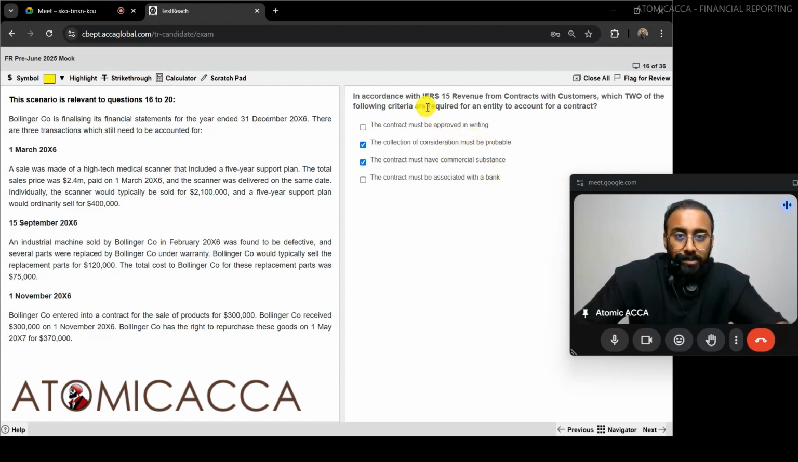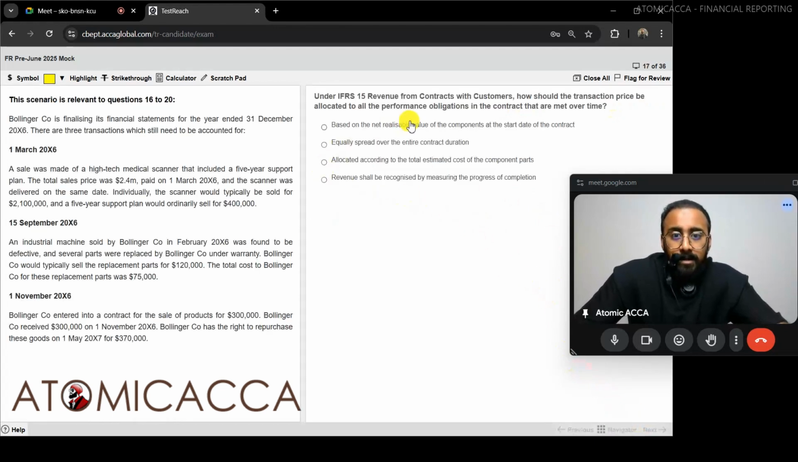So that is also possible. So which two of the following was us? Two we found out. So that question is done. Under IFRS 15 revenue, how should the transaction price be allocated to all the performance obligations in the contract that are met over time?